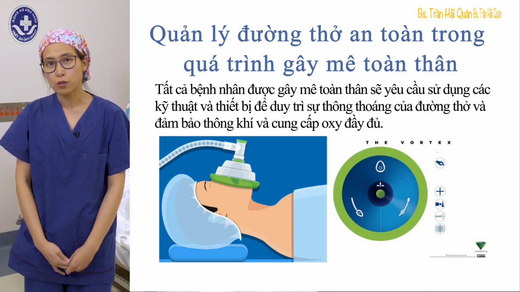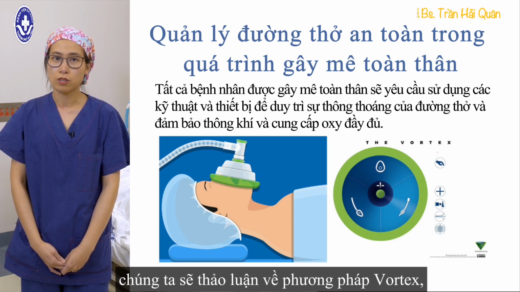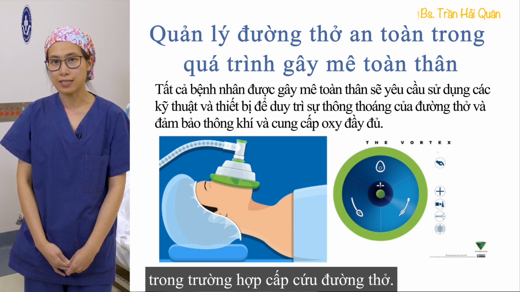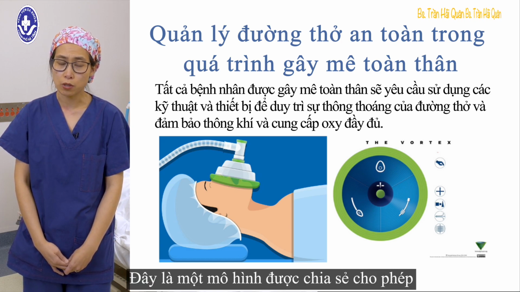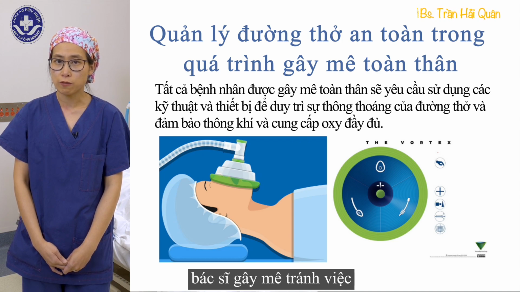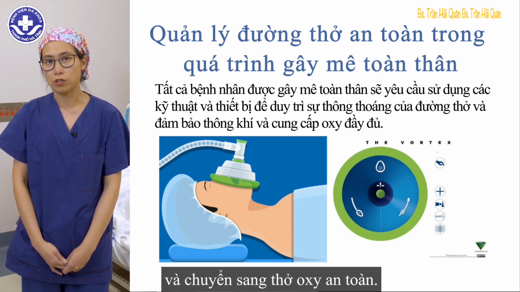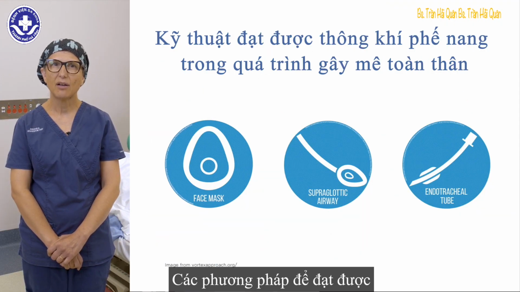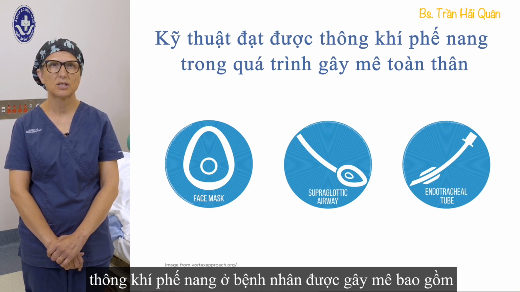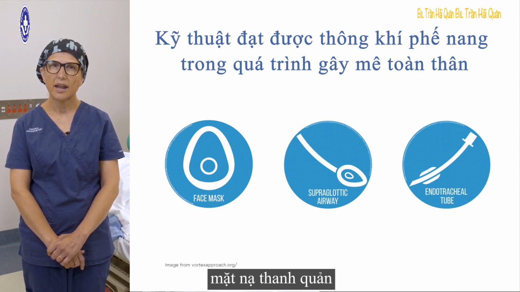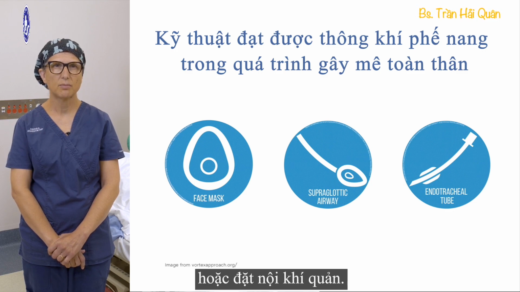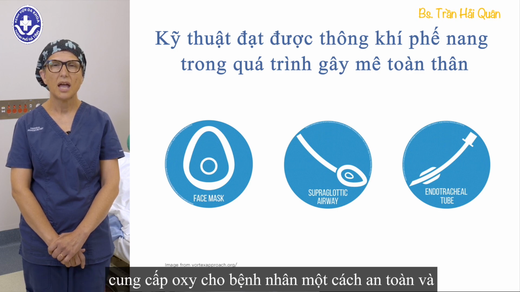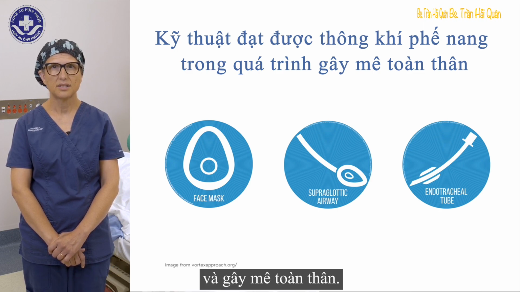In this video, we will discuss the Vortex approach, which is a tool that can be used during an airway emergency by the anaesthesia team. It is a shared model that enables the anaesthetist to avoid fixation on intubation and move on to safe oxygenation. The methods for achieving alveolar ventilation in an anaesthetised patient include face mask ventilation, laryngeal mask airway, or endotracheal intubation. Any of these may be used to safely oxygenate a patient and are used during surgery and general anaesthesia.